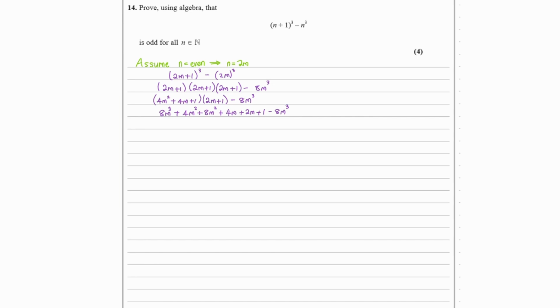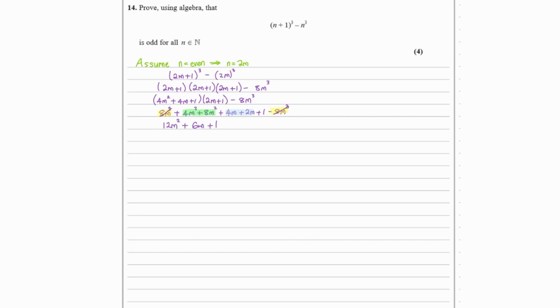We can then collect all the like terms, and we can see that we've got 8m³ minus 8m³, which would cancel out. We've then got the squared terms, which are 4m² + 8m², which gives us 12m². We've got the m terms, which are 4m + 2m, which would be 6m, and we've got the plus 1.